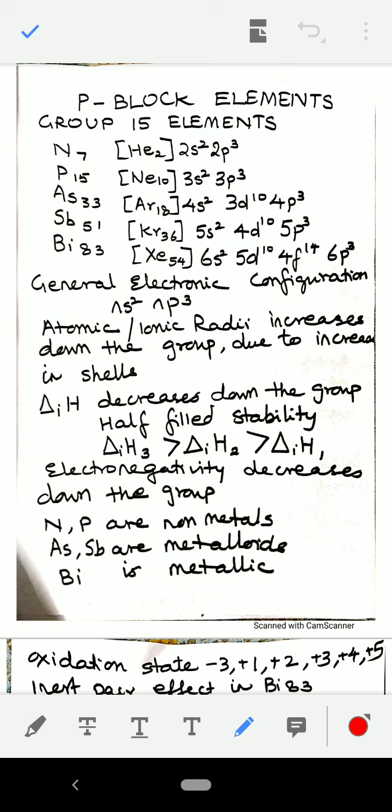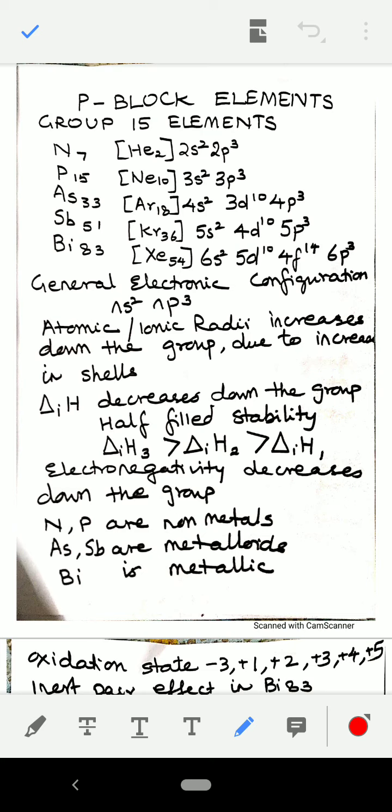The atomic and ionic radii increase down the group due to the increase in shells. Their ionization enthalpy decreases down the group, and these elements have half-filled stability. It is easier to remove the third electron. More ionization enthalpy is required than for the second and than for the first.